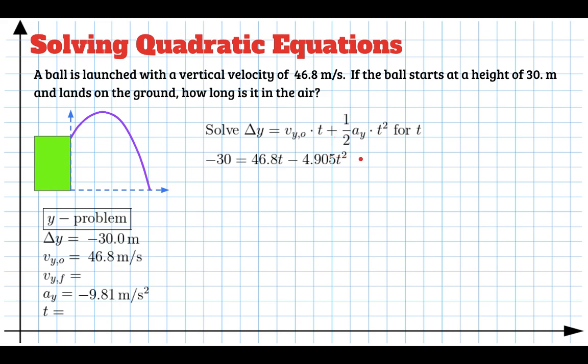So this is what we call a quadratic equation. We have both t and t squared. To solve the quadratic equation, we have to rearrange it so that one side equals 0. So I'm going to add 30 to both sides to bring this to the other side, and it will look like this.